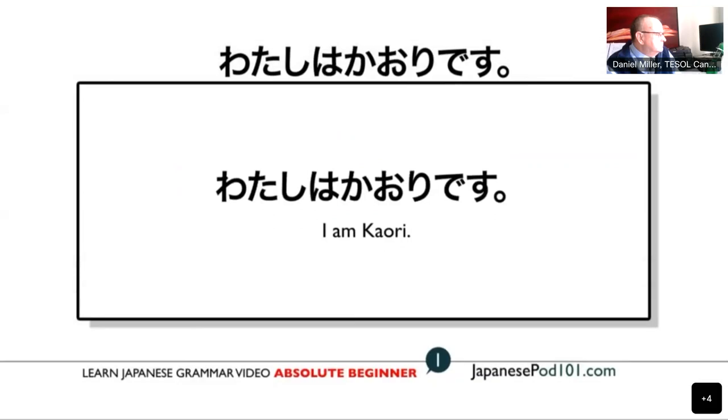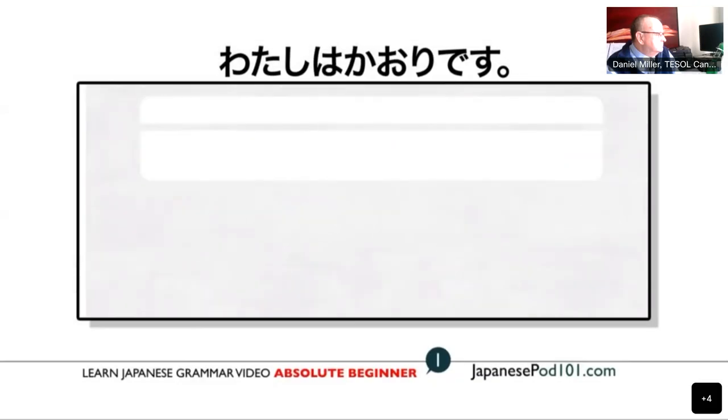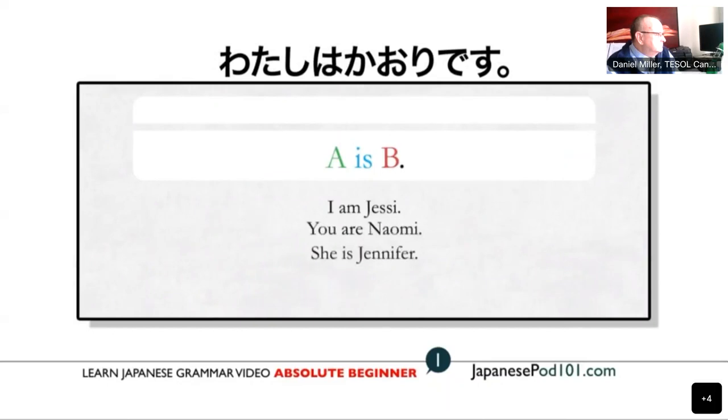私は香織です。 In this lesson, you'll learn a very important sentence pattern. Your first sentence pattern in Japanese. Okay, so the pattern is A is B. That is the meaning in English. For example, I am Jesse. You are Naomi. She is Jennifer.